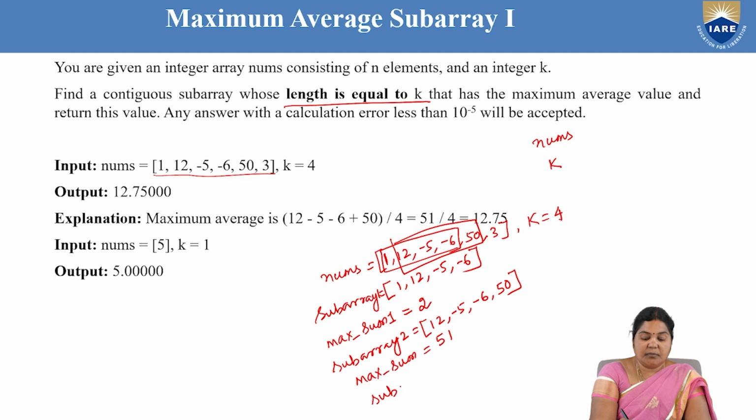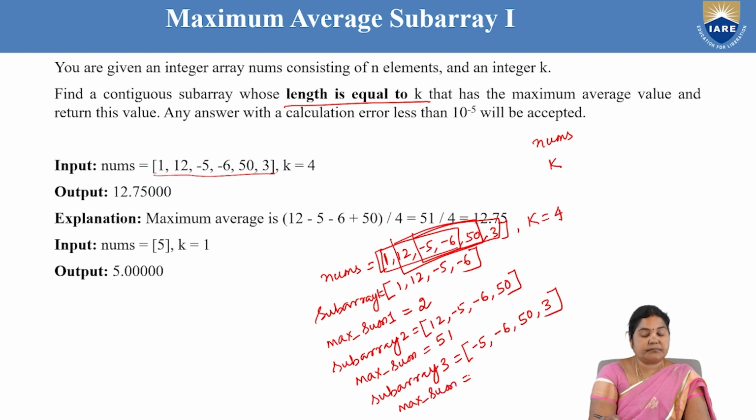Now similarly, what is my third subarray? My third subarray will be from here to here. You have to slide it down. So my third subarray will be minus 5, minus 6, 50 and 3. Now let us find the sum. It is 53 minus 11, so it is 42.